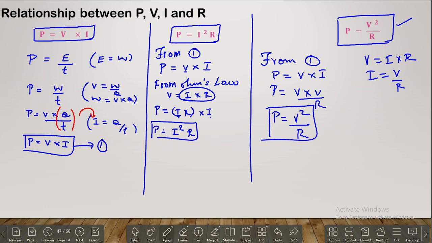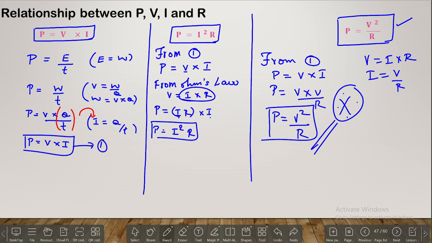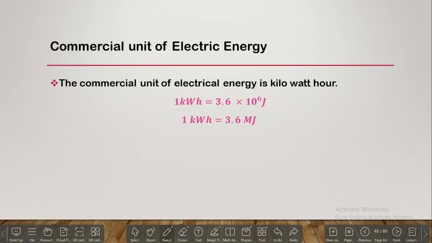That means power, potential difference and resistance. Important relation. In most of the cases, we will be using this formula. P is equal to V square by R. Don't forget that formula.